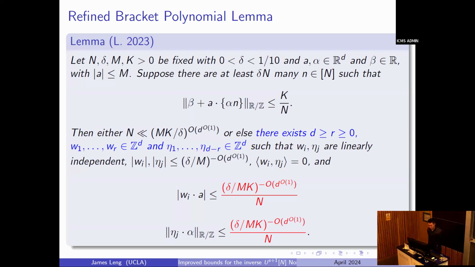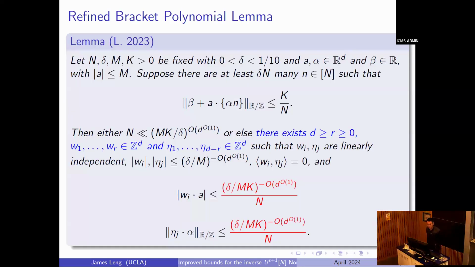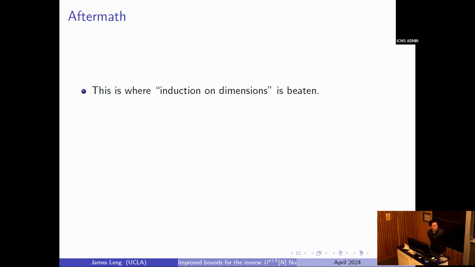So I'll make the remark here that I will state and prove results in a way that maybe would make the most intuitive sense, but won't really be. I may sacrifice some quantitative bounds to do so. So this is the step where this kind of induction on dimensions is beaten. Here we've found many linear relations. It kind of makes sense that this is where induction on dimensions is beaten.